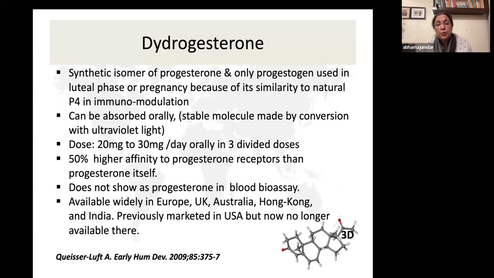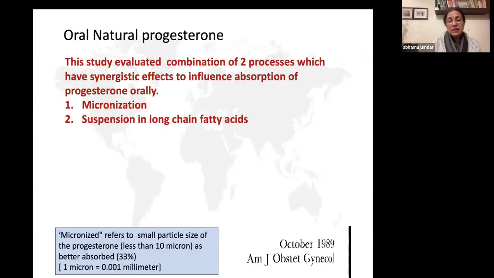It is available widely in Europe, UK, Australia, Hong Kong, India. It was previously marketed in USA, but now no longer available over there because their FDA felt that this should not be registered.